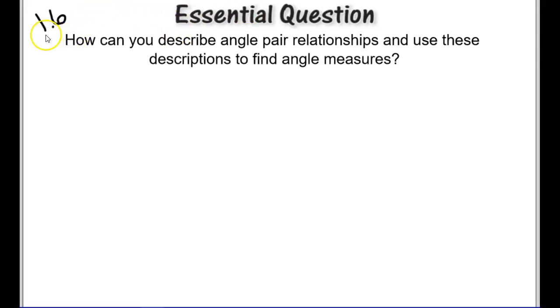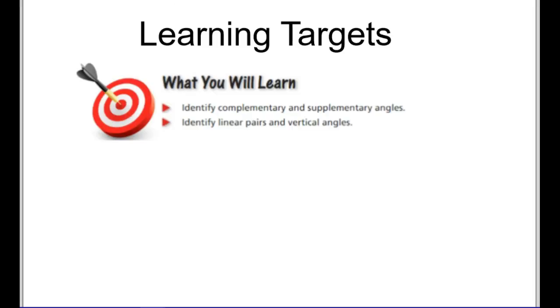All right, here we're looking at section 1.6, and our big question is how can you describe angle pair relationships and use these descriptions to find some angle measures? Because often we're given one angle and we need to find several others, so these are really going to help us. So here's our learning targets for today.